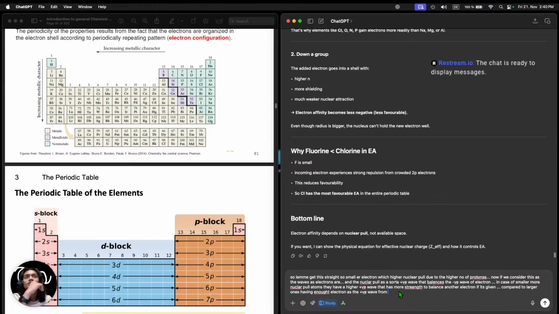It's snowing! God damn it! Having enough electrons as the positive wave.